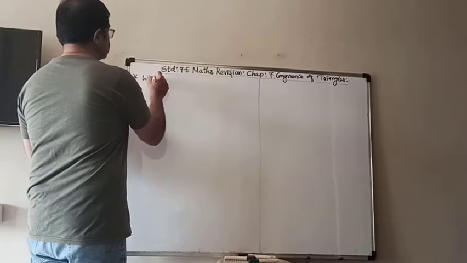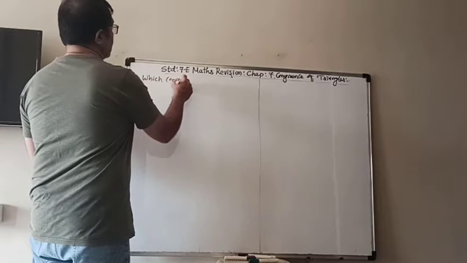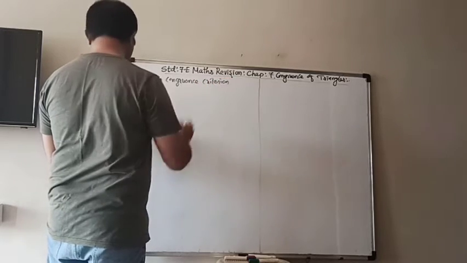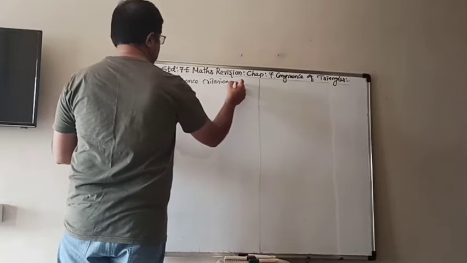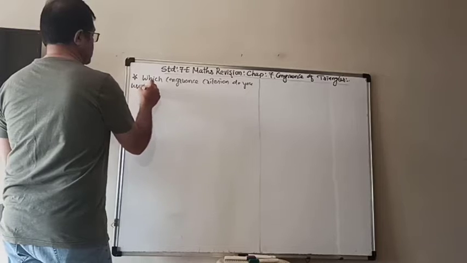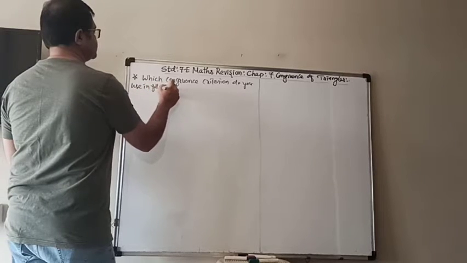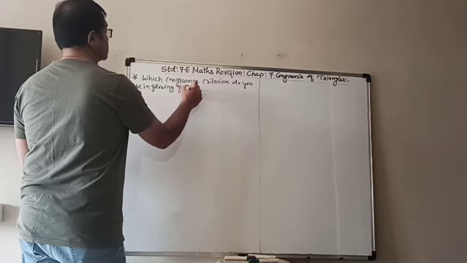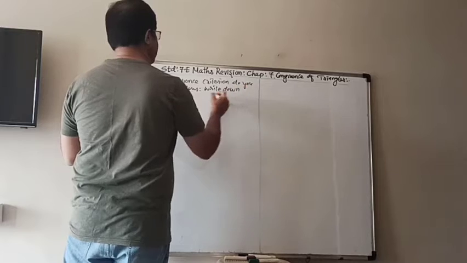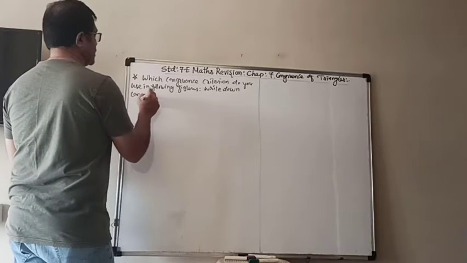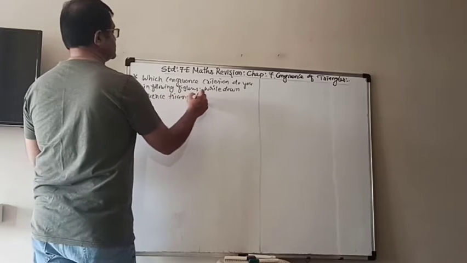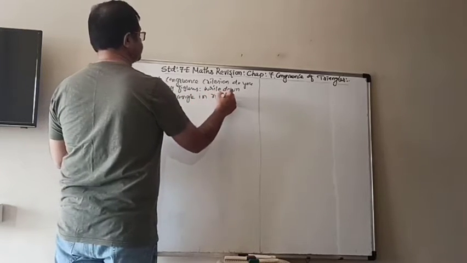Which congruence criteria do you use in the following figures? Write down the congruent triangles in a notation.